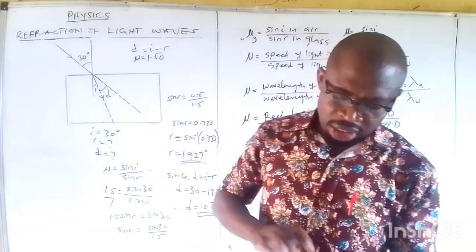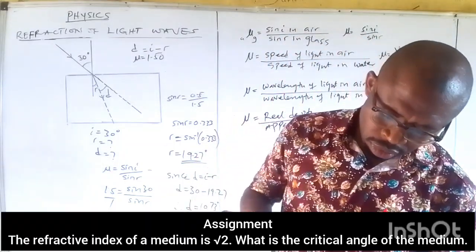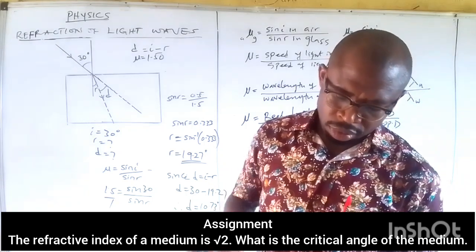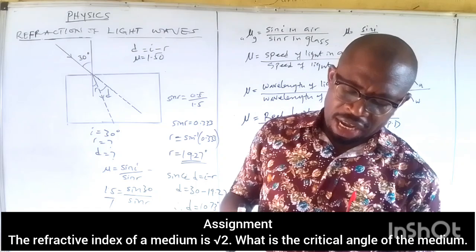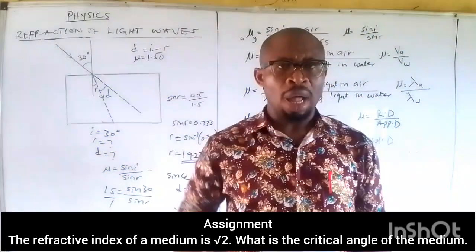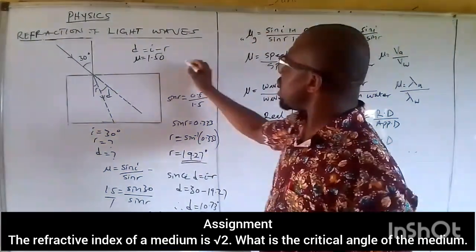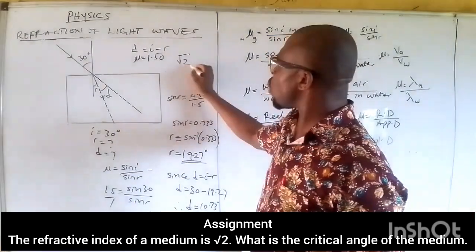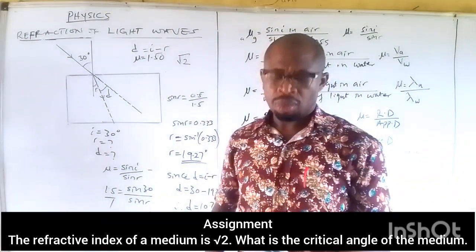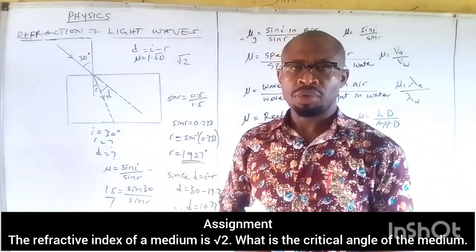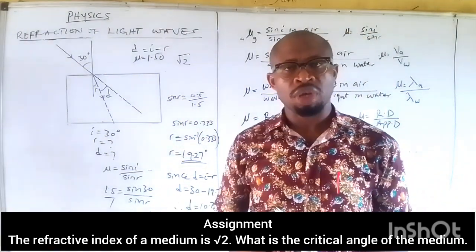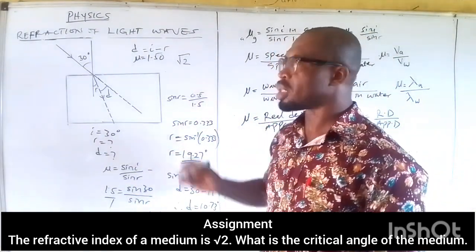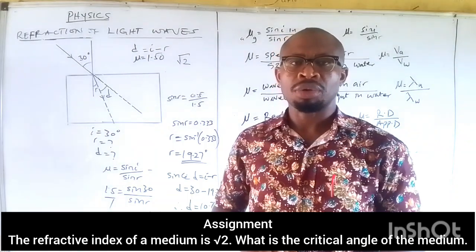Okay, the question says, the refractive index of a medium is root 2. The refractive index of a medium is square root of 2. What is the critical angle? From one of those several equations I gave you, you can get this. What is the critical angle?